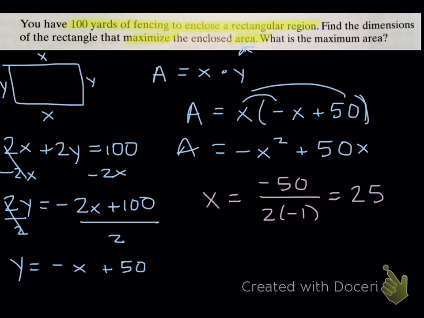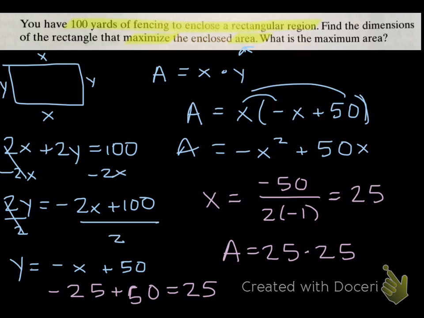So if x is 25, now I'm going to plug it into this equation for y. So I'll get negative 25 plus 50, which equals 25. So my dimensions of my rectangle are 25 by 25. And if I want to know the area, I multiply them together, and the final answer is 625 feet squared.